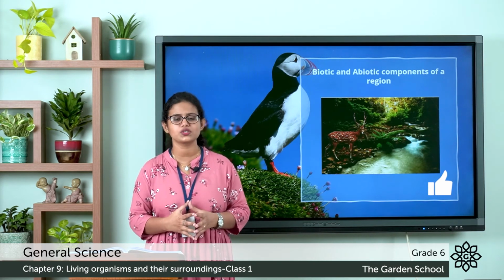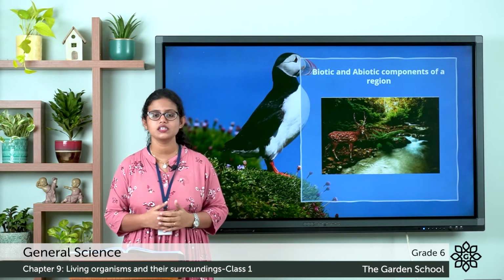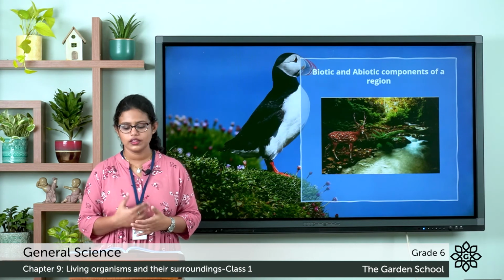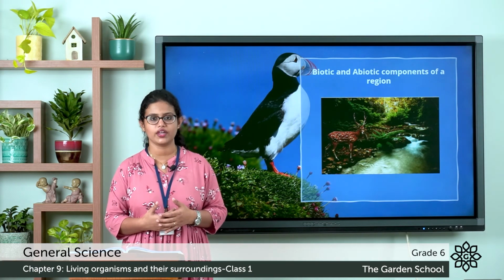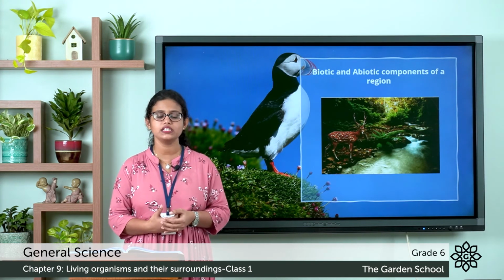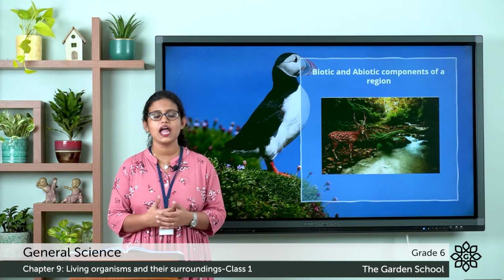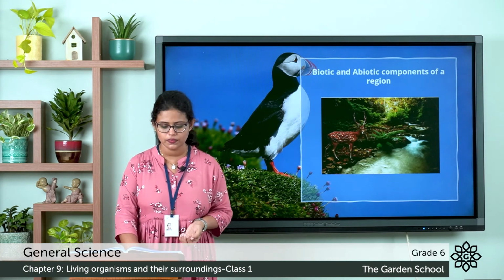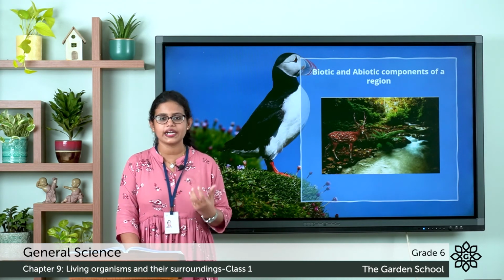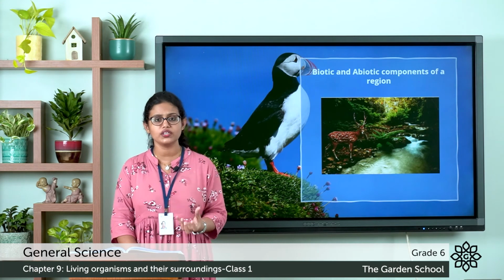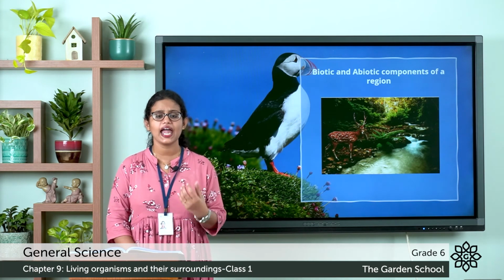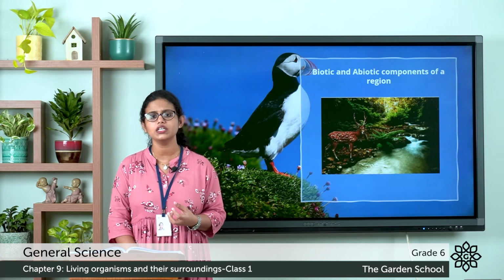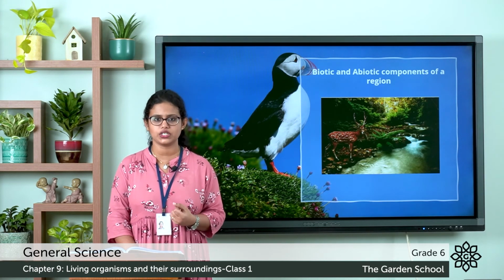I hope this class was clear to you. In this class, we discussed habitat. Habitat means the natural home of a living thing, the place that provides food, water, shelter and the right kind of environment. We call it a habitat. And we discussed adaptation, that is, the body features and habits that help the animal to survive in its habitat comfortably. We call it adaptation.